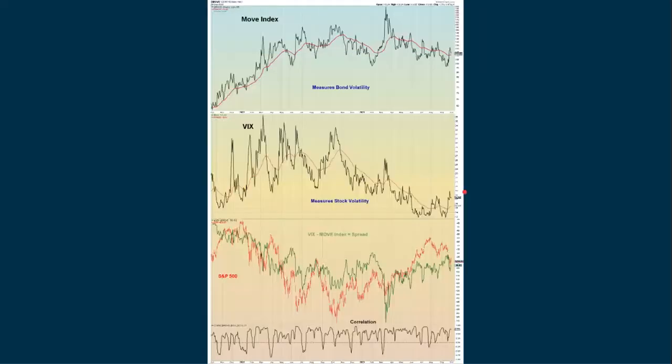Then we look at the move index, which measures the volatility of bonds. That's on top. We look at that with the VIX, which is the next chart down. That measures the volatility of stocks. And then I have the spread between the two and the S&P plotted down below. What I follow is really at the way bottom. This is the correlation between the move index and the VIX index, and they're having a pretty strong tendency to go in the same direction currently.